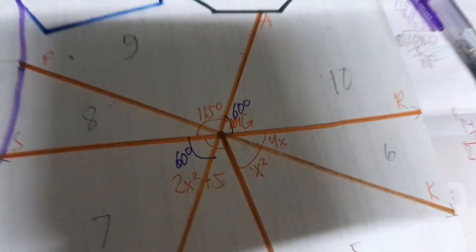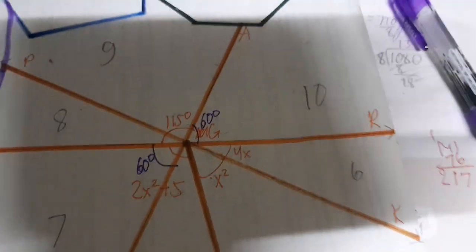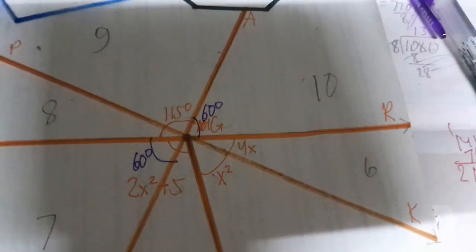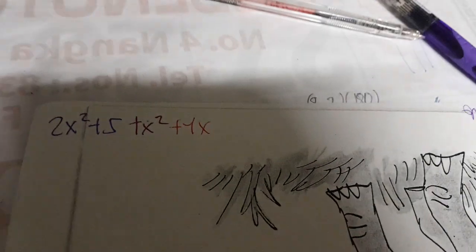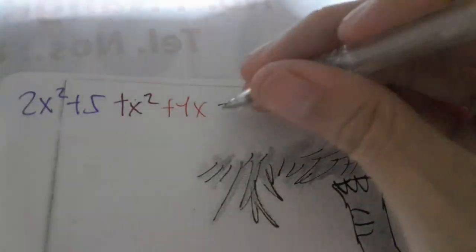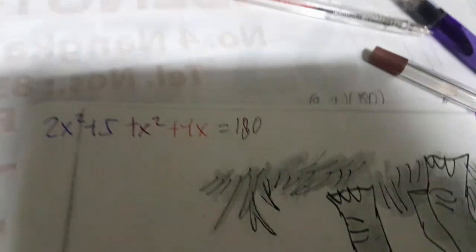So now let's continue. What we're going to do is 2x squared plus 5 plus x squared plus 4x. Our formula will turn out something like this. The first angle is 2x squared plus 5, then for the second we have x squared, then on the third we have 4x. And everything is equivalent to what? Everything is equivalent to 180 degrees, because they are supplementary angles.